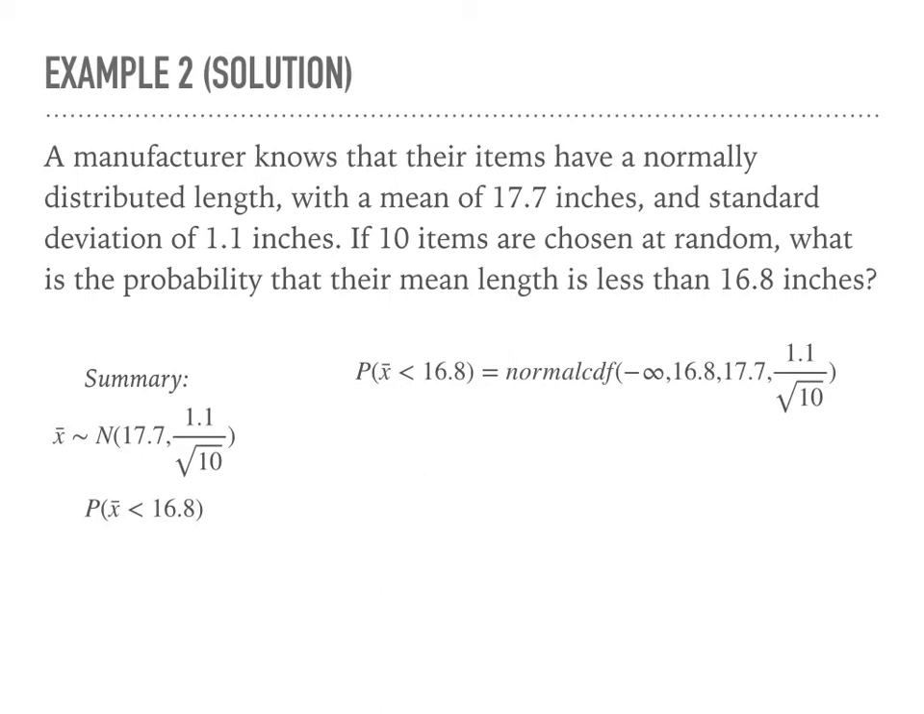Again, we know it's approximately normally distributed. Using the normal CDF, lower bound of negative infinity, so as you're typing it into your calculator, you're typing negative 1 EE 99. Your upper bound is 16.8, mean is 17.7, standard deviation 1.1 divided by the square root of 10. So the probability rounded to 4 decimal places is approximately 0.0048.